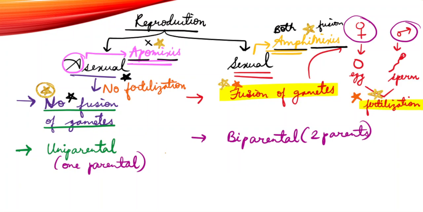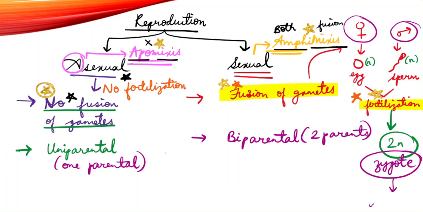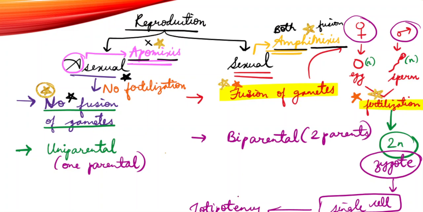After fertilization, what happens? All gametes are haploid, so here n and n, you get a 2n ploidy of an organism. The cell which is formed is a zygote, a single cell from which the entire organism can be formed. This property is known as totipotency, where a single cell has the capacity to make the entire organism. So you should know the words zygote and totipotency.